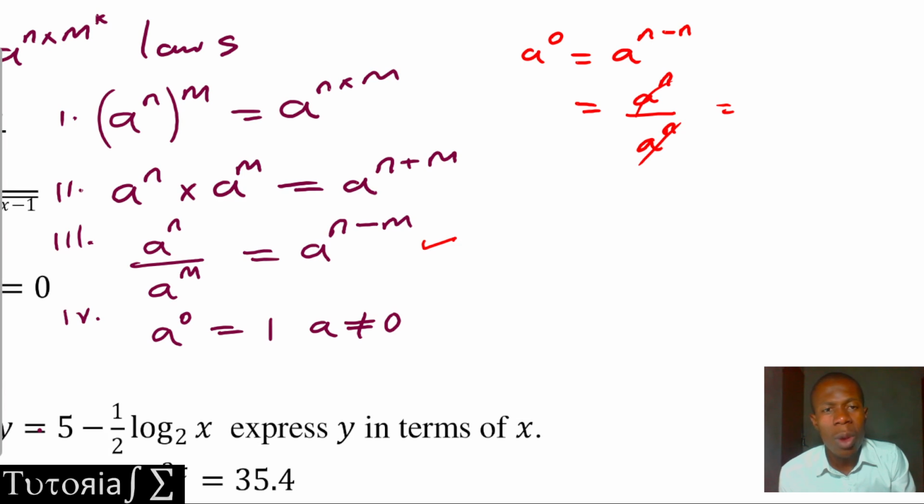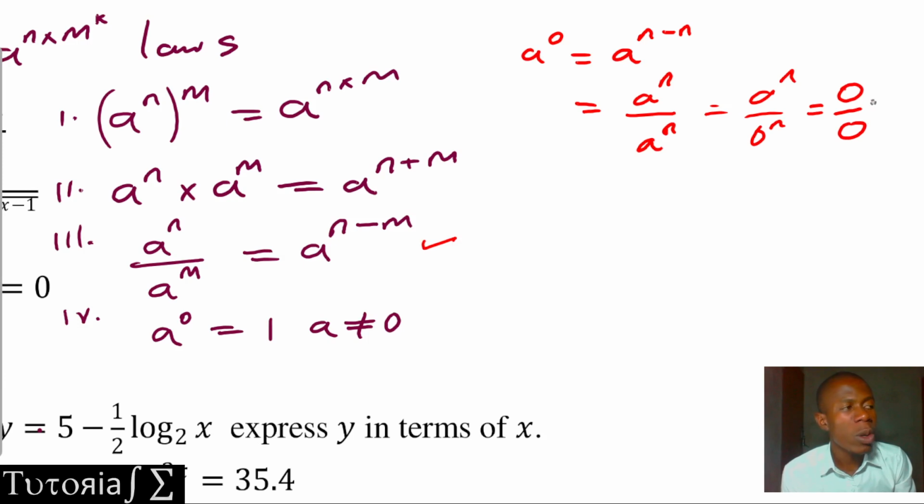Now, in a case where a is equal to 0, 0 to the power n divided by 0 to the power n, which is just 0 over 0. And we know that 0 over 0 is undefined because any number divided by 0 goes unbounded. Okay, so 0 over 0 is not 0, it is undefined. Okay, so that is why this number should not be equal to 0. Okay, so that is the 4th law.